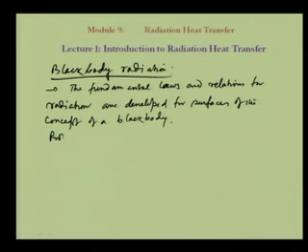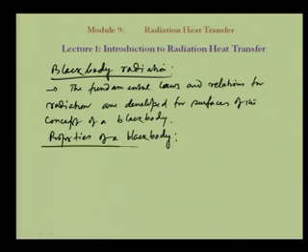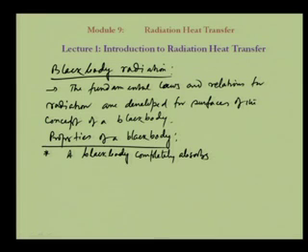So, properties of a black body, what should be the properties? Because the black body is a very important thing for a radiation concept. So, the properties are that a black body completely absorbs the incident radiation. That means it absorbs everything irrespective of wavelength.